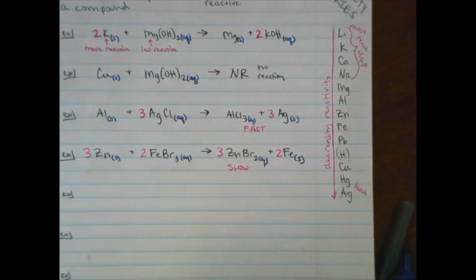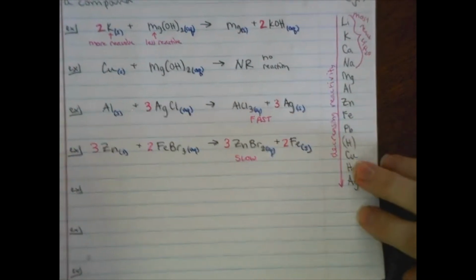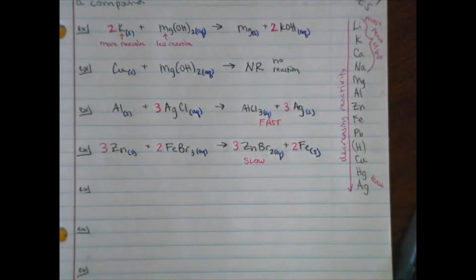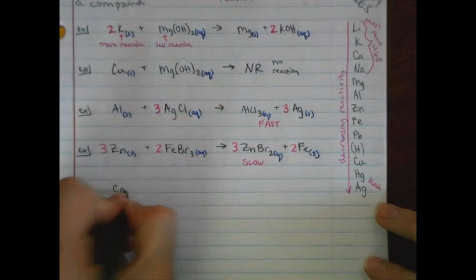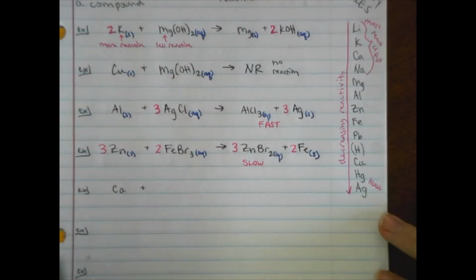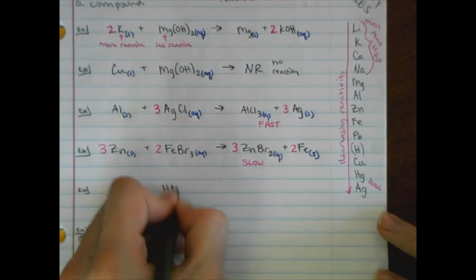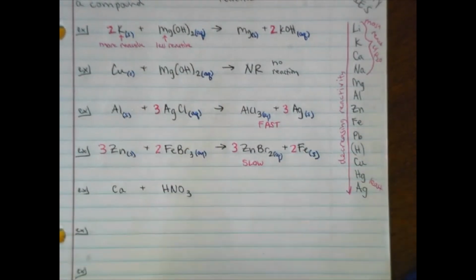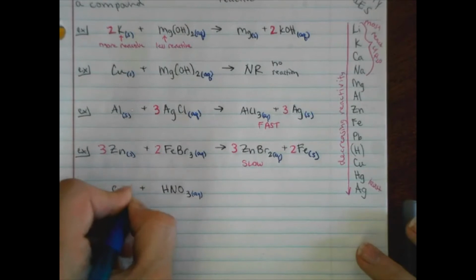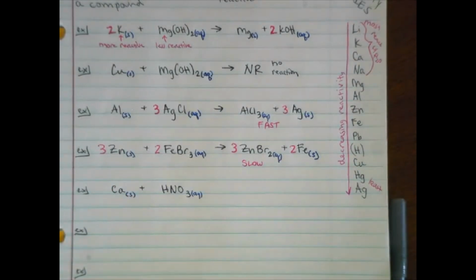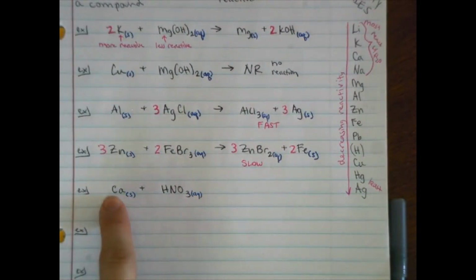Okay, a couple more examples, just because I want to talk about the hydrogen that can be involved in these reactions. So here's one where we have a metal that's placed into a solution of acid. And let's just make it nitric acid. So HNO3. Okay, acids are always aqueous. Calcium all by itself is just going to be solid.